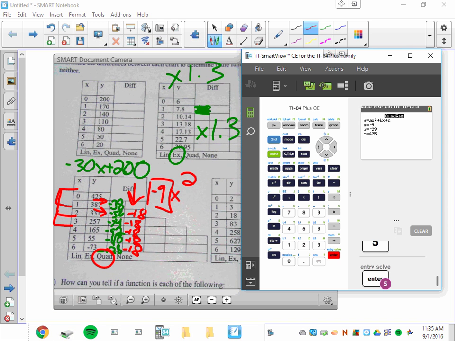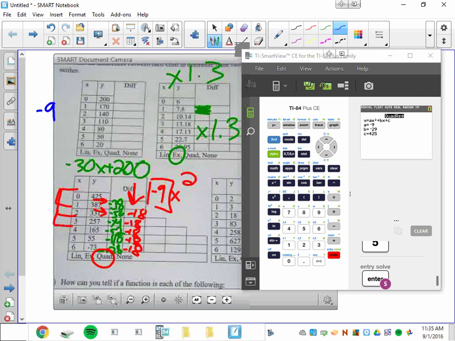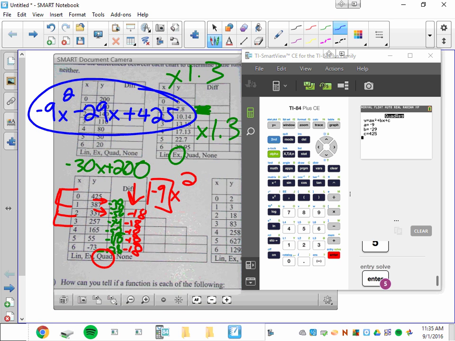And it says the equation is ax squared plus bx plus c, and then it tells you what a, b, and c are in this particular case. So negative 9x squared minus 29x plus 425. That is the quadratic equation for that table of values. So push quadratic regression number 5. And then go down to calculate and hit enter. You can just keep hitting enter. It'll go down.